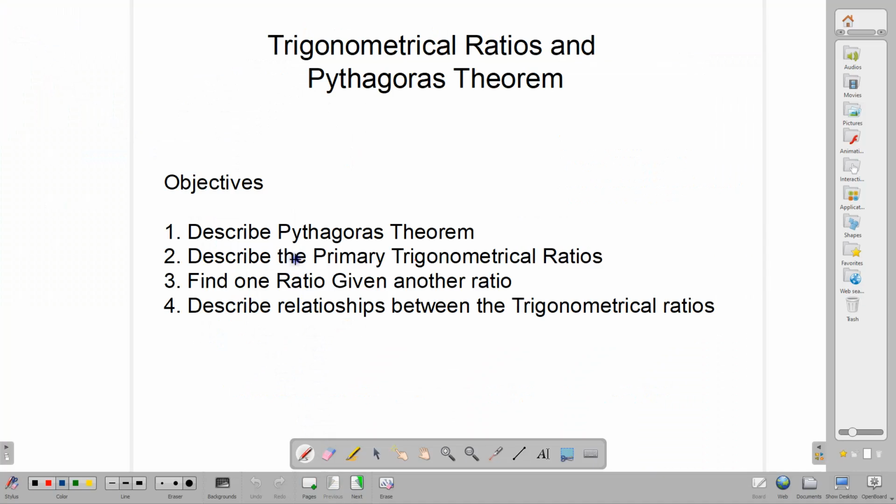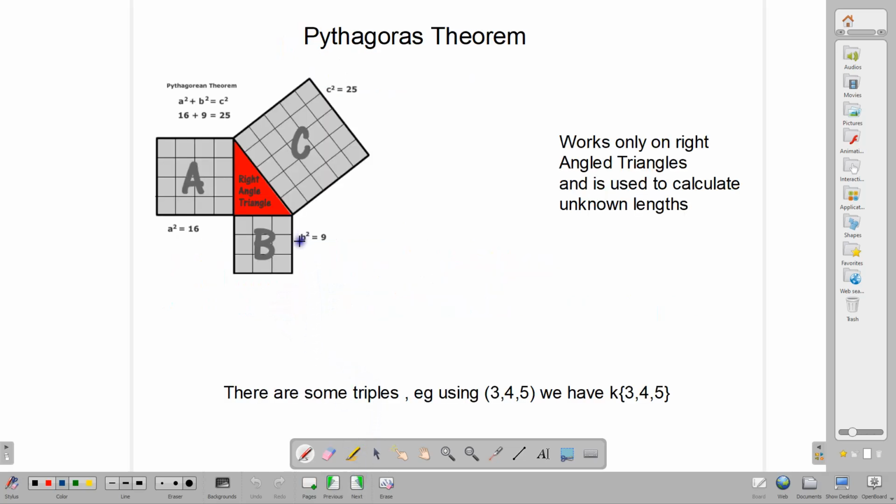Welcome back to class. In today's lesson, we're going to be talking about Pythagoras' theorem and trigonometrical ratios. Our objectives are to describe Pythagoras' theorem, to describe the primary trigonometrical ratios, to find one ratio given another ratio, and to describe relationships between the ratios. First up is Pythagoras' theorem.